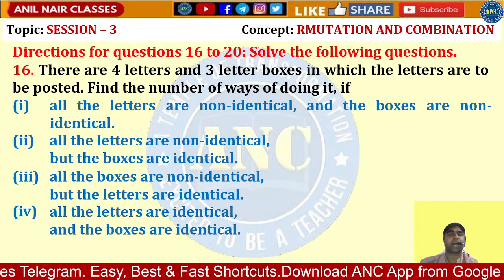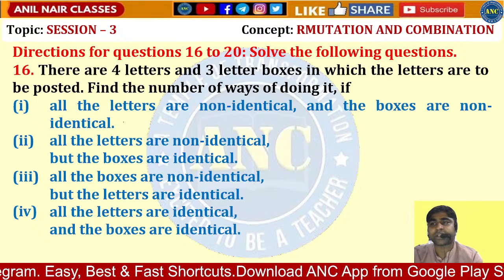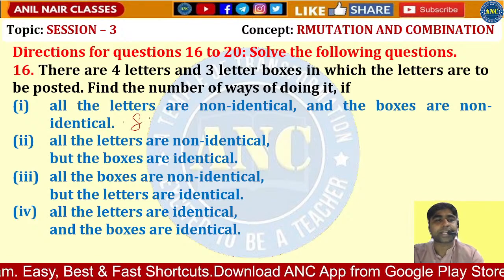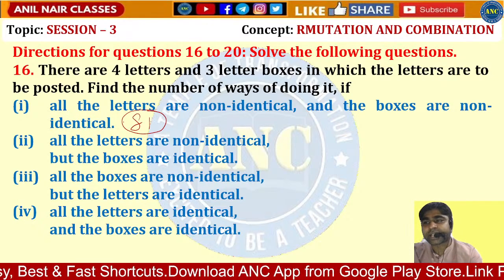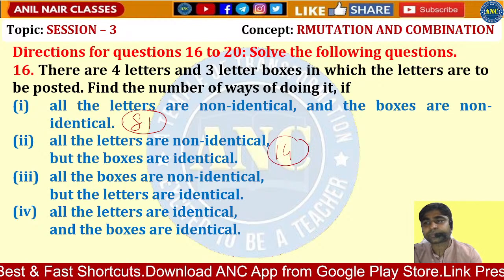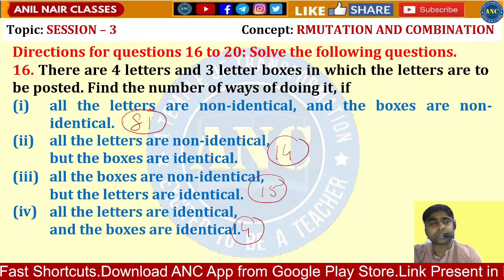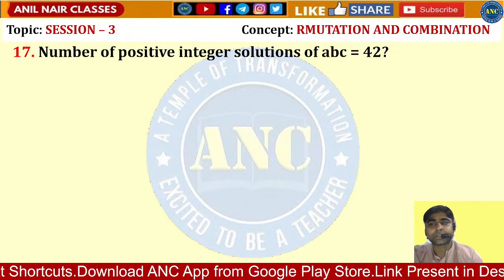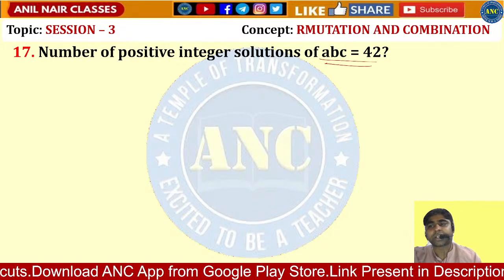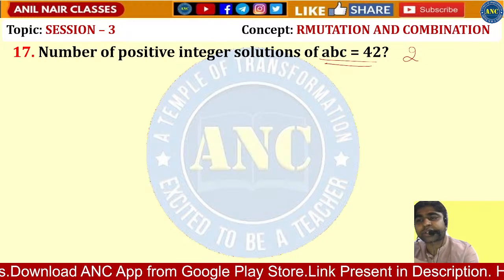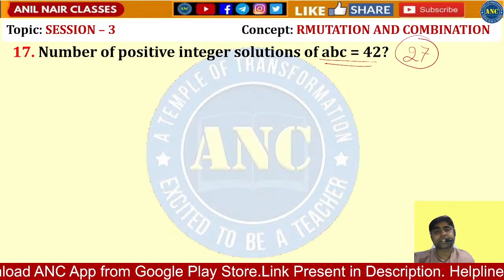I'll just write down the answers for these questions so that you know, and if you have any doubts and you are not able to solve, please do not hesitate in asking. The first answer was 81. The second answer is 14. The third would be 15. And the fourth would be 4. Okay. For the next one, this is something which I guess you have already done, and the answer is 27 here. This you must have discussed in the concept of number system.